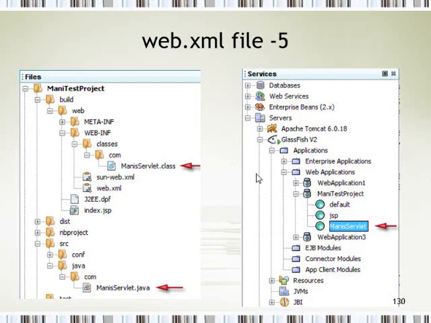Okay, this is what it looks like. So my servlet, if I create that thing, will be available under com, and this is the project name, Manish test project, and the servlet name happens to be Manish servlet.class. Now you notice that the original Java file is there, the .java file, but that is not given to the client. You don't give the .java file to the client.